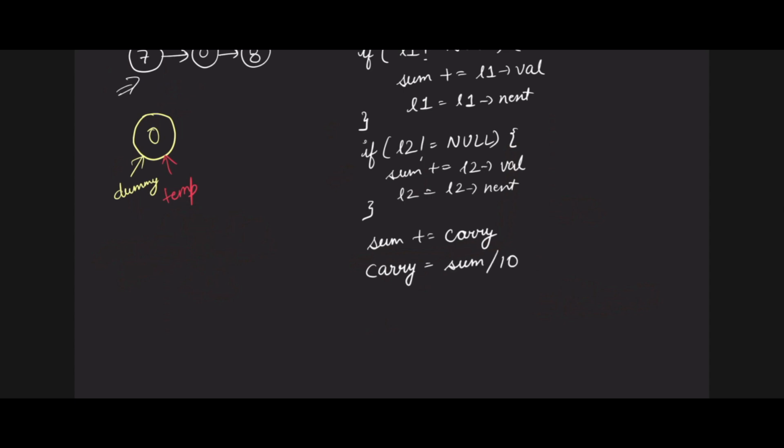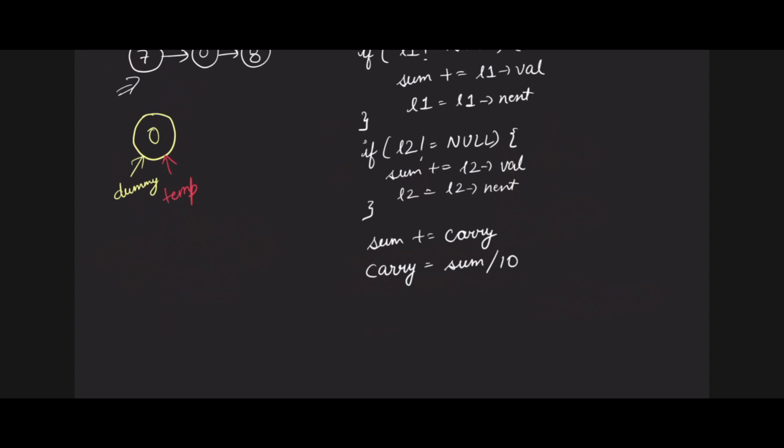So in this case, our sum was 7. Till now, our sum was 7 and initially the value of carry is also 0. So at this point also the sum is 7. So now when you will update the carry for the next set of digits, it will be 7 divided by 10, which will be equals to 0. That means no carry for the next set of digits, right?